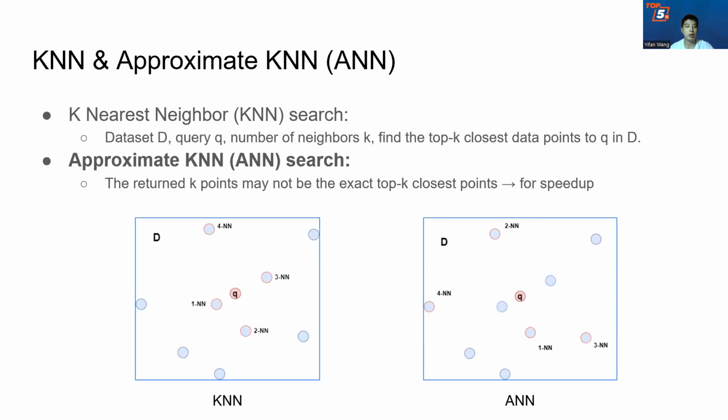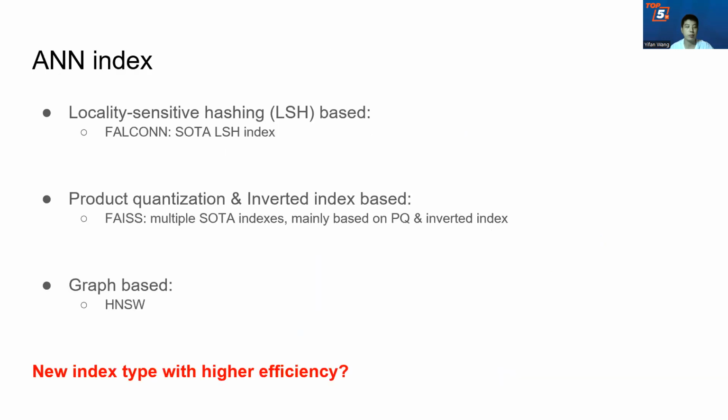Let's first introduce the k-nearest neighbor and approximate k-nearest neighbor. So k-nearest neighbor is to find the top k closest data points to a given query in the data set. And the approximate k-nearest neighbor, also called ANN search, also returns k points, but they may not be the exact top k closest points. There could be some relaxation for speedup. So in this paper, we focus on the approximate k-nearest neighbor, that is the ANN search.